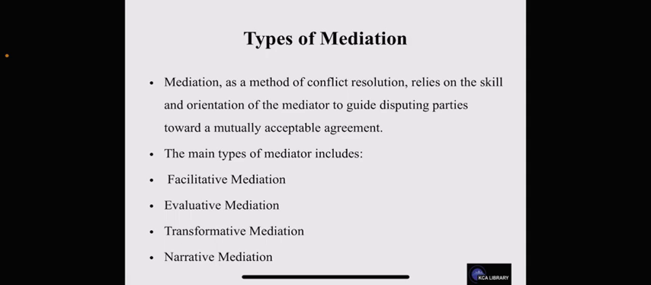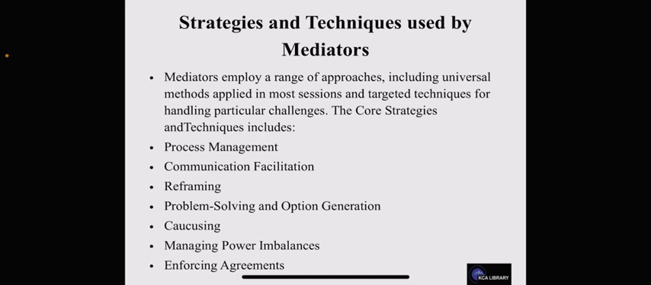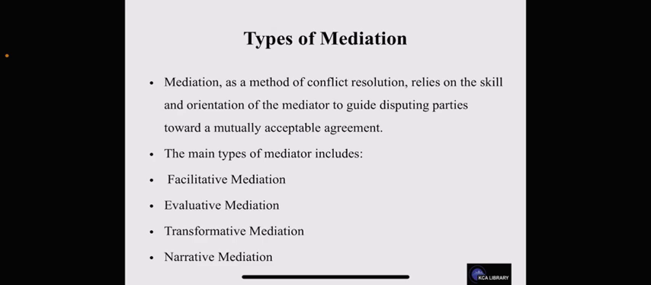So let's look at the types of mediation that we have. Mediation is a type of conflict resolution that relies on the skill and orientation of the mediator to guide disputing parties toward a mutually acceptable agreement. The main types of mediation include facilitative, evaluative, transformative, and narrative mediation.